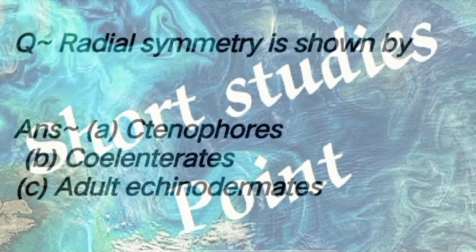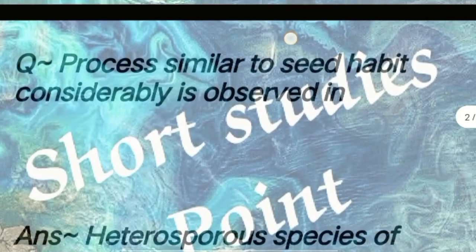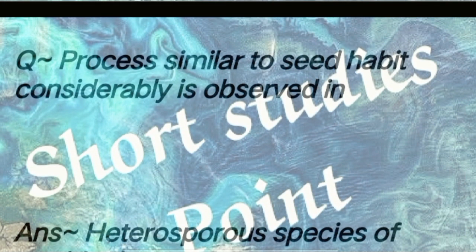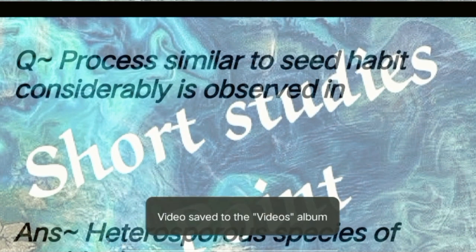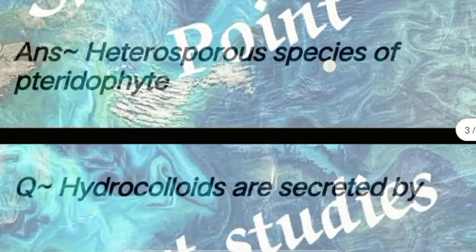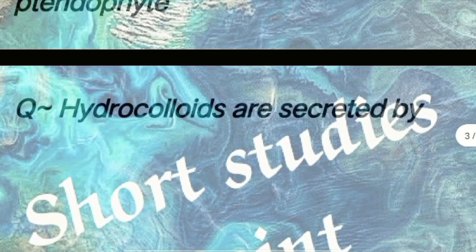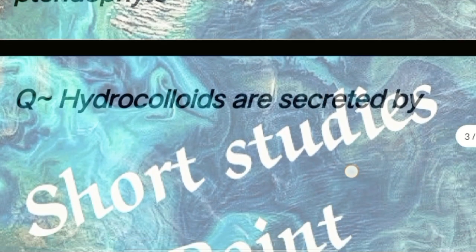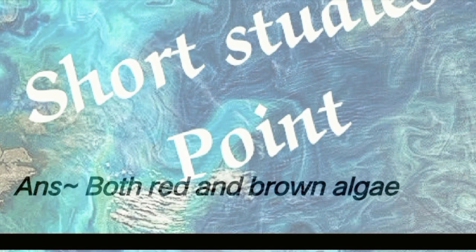Question: radial symmetry is shown by. Answer: ctenophores, coelenterates, adult echinoderms. Next question: process similar to seed habit is observed in. Answer: heterosporous species of pteridophytes. Next question: hydrocolloids are secreted by. Answer: both red and brown algae.